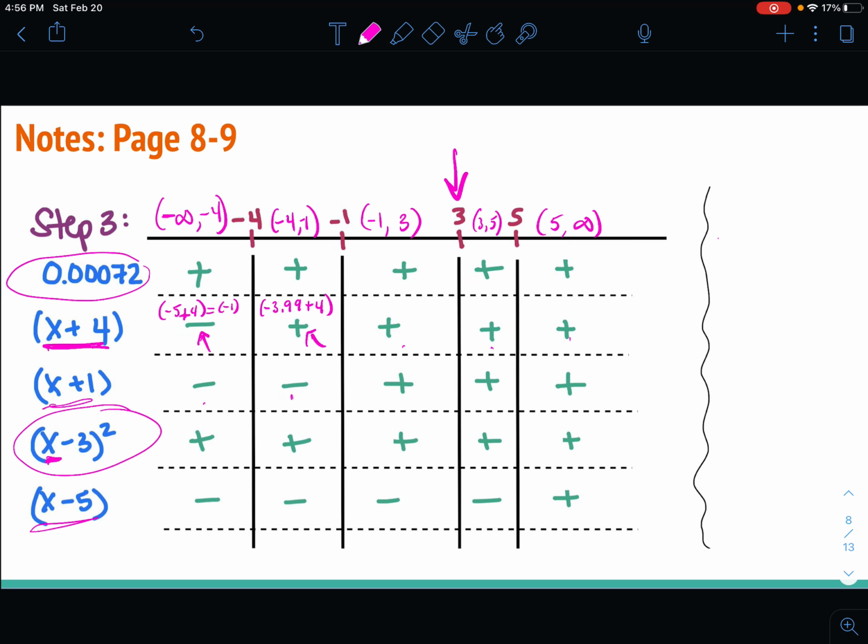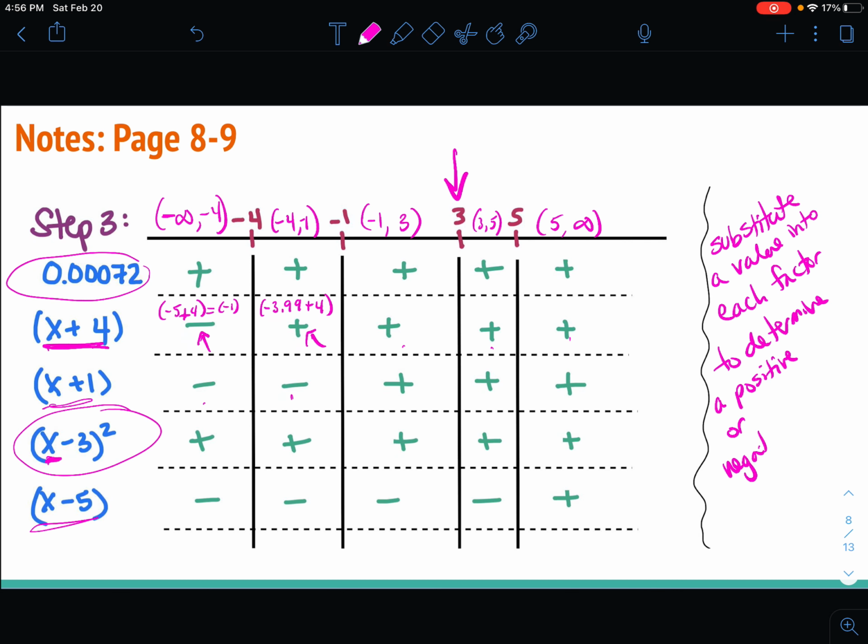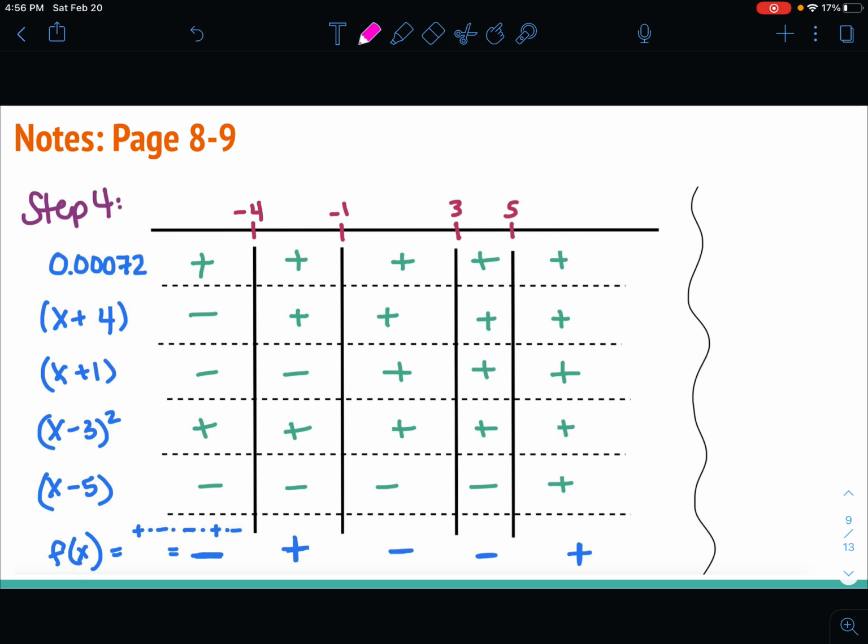So we are going to substitute a value into each factor to determine a positive or negative output. Okay, that is our step number 3. Step 4, go ahead and pause and let's see if you can figure out what happened.